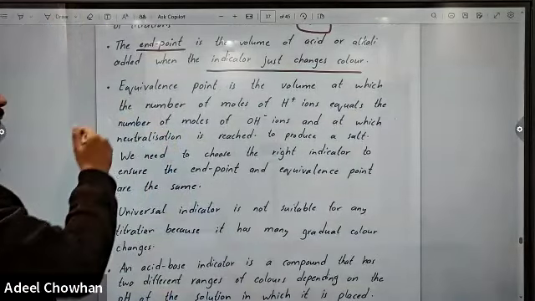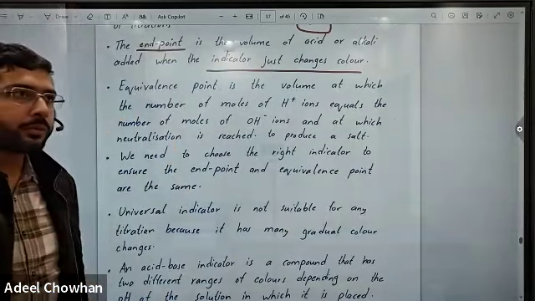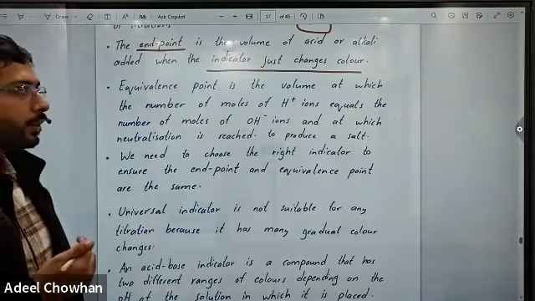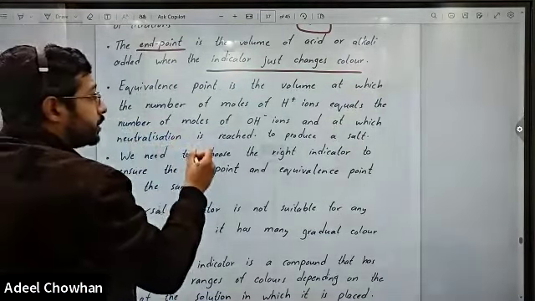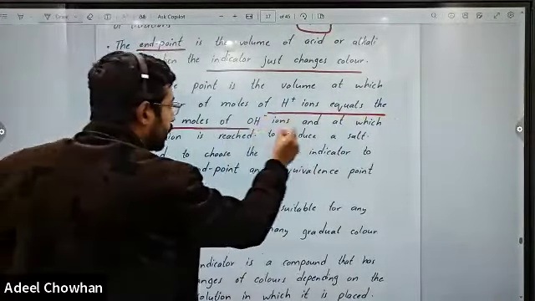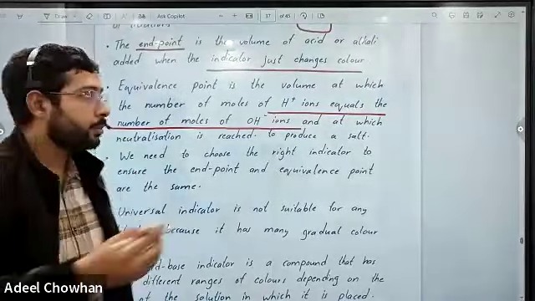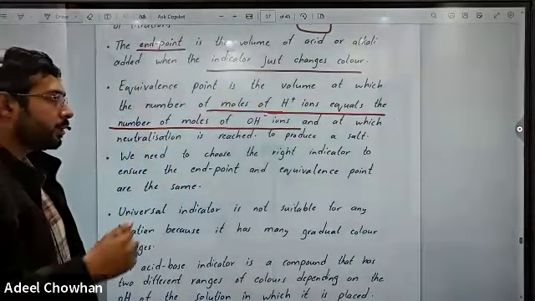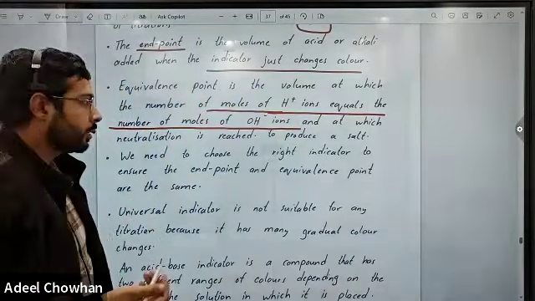Then we have the equivalence point for the neutralization reaction. The neutralization, as we know, is a reaction between the acid and the base. So equivalence point is also a term used in these reactions. Equivalence point is that point at which the moles of the hydrogen ions become equal to the moles of the hydroxide ions. Hydroxide ions and hydrogen ions are equal at that point. That point is called the equivalence point.